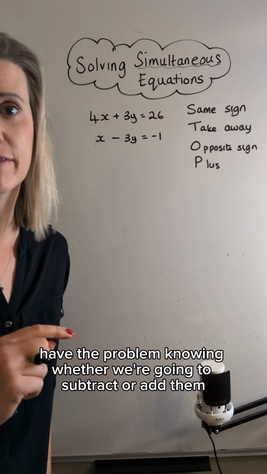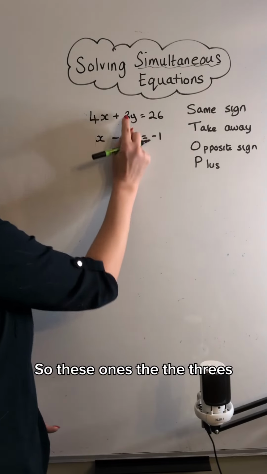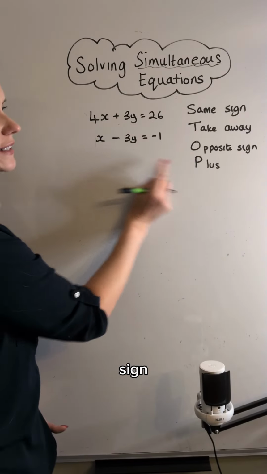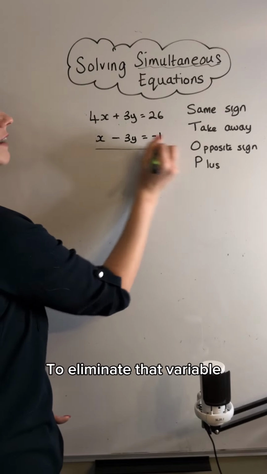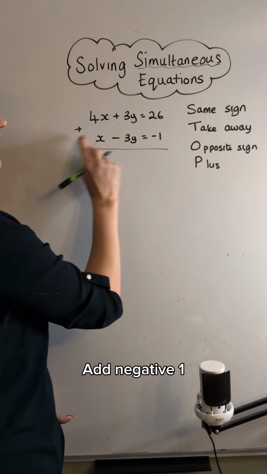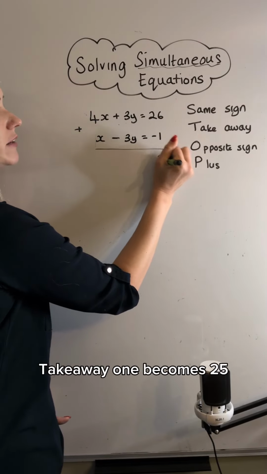Because that's where students have the problem, knowing whether we're going to subtract or add them. So these ones, the 3's that we're looking at, they're the opposite sign, so therefore we're going to add them together in order to get rid of the y's, to eliminate that variable. 26 add -1, the plus and the minus make a minus. 26 take away 1 becomes 25.